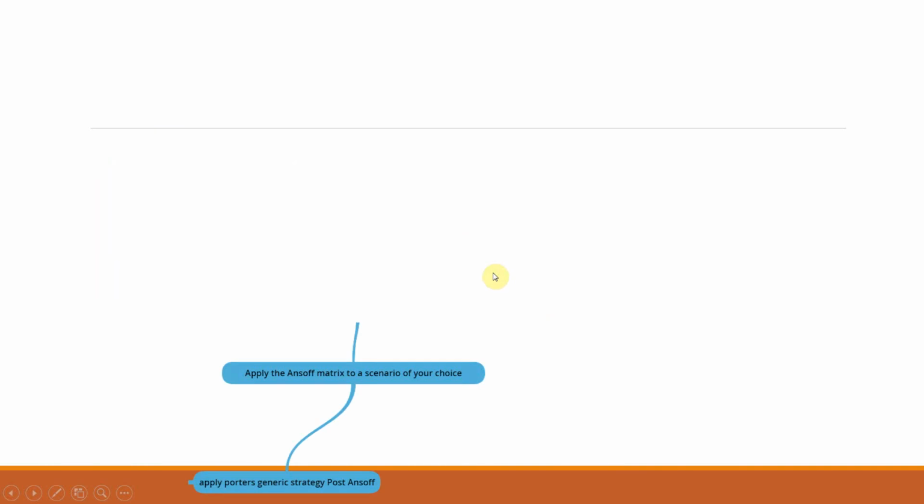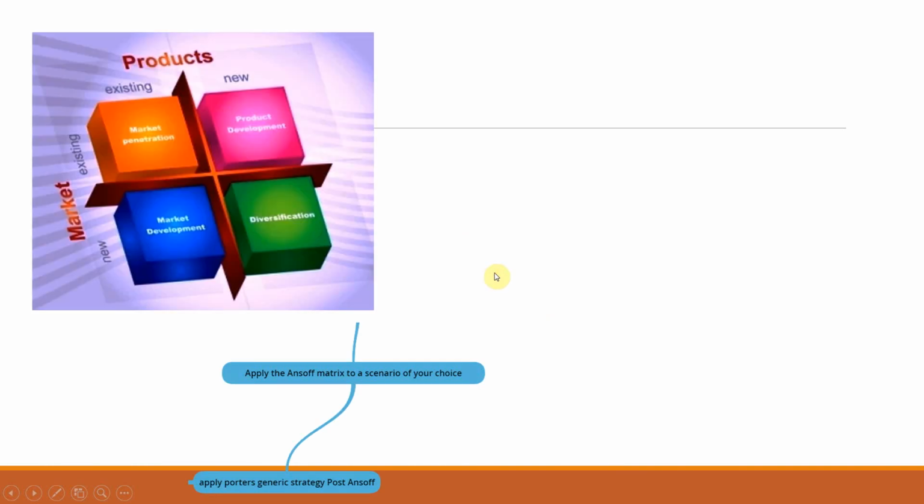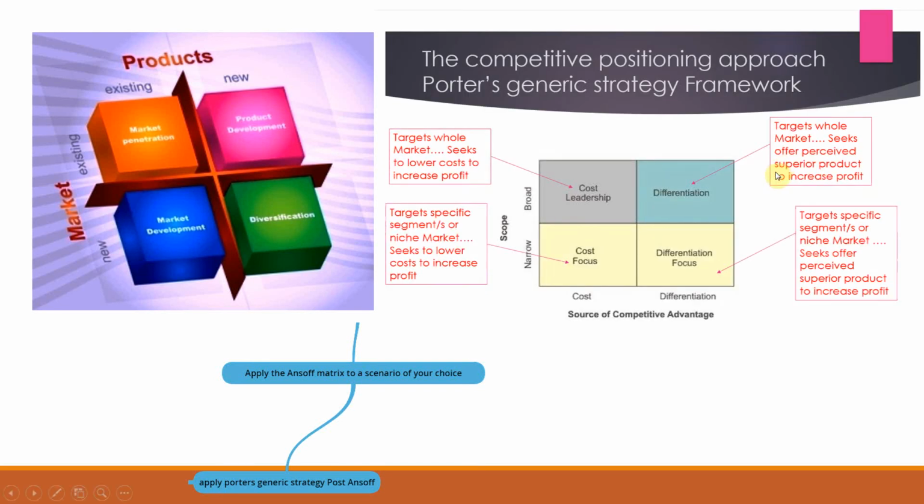So just remember, firstly you're talking about the Ansoff matrix, scenario 1, then you apply that to Porter's generic strategy, then you do Ansoff matrix for scenario 2 for the second quadrant, and your reasoning for that strategy in terms of Porter's generic framework.